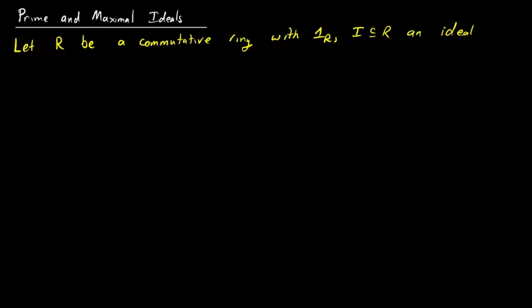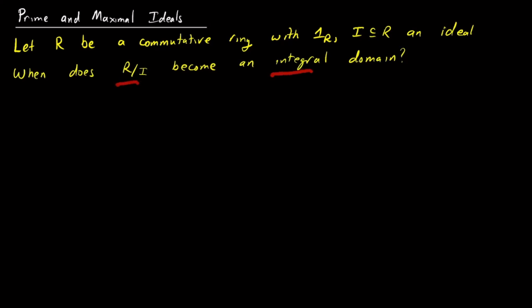Alright, so the goal of this video is to discuss prime and maximal ideals. So we'll start out with a commutative ring R, and the ring will have identity, and we'll let I be an ideal of R. And what are the goals for the video today? The goals for the video are to answer the question, when does R mod I become an integral domain?